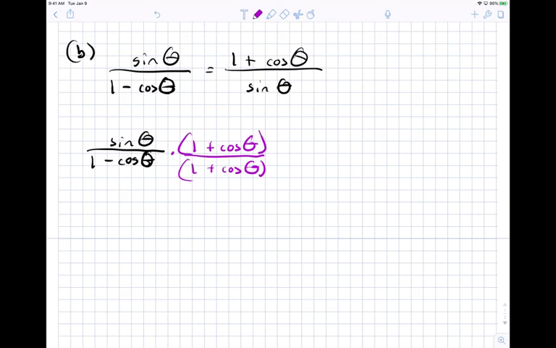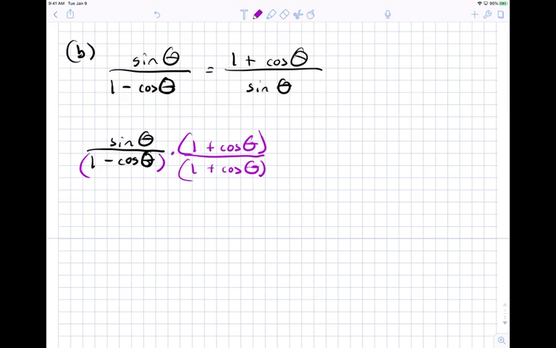How is this purple part just 1? Something divided by itself is... does that make sense? So the purple part is really just 1 because it's something divided by itself. So multiplying by 1 doesn't change our answer. It just changes the form into something that we can use to simplify it. Does this make sense? So this is a second technique.